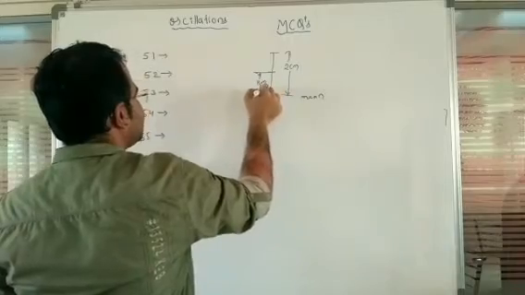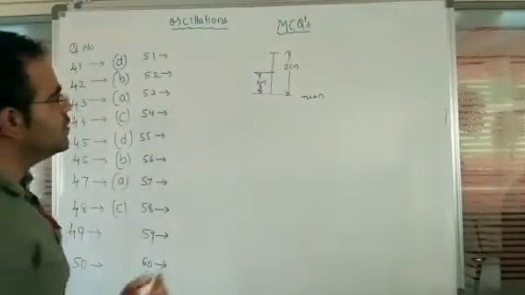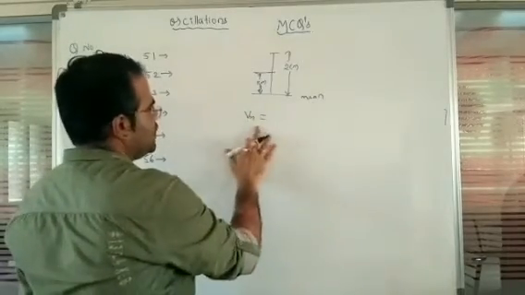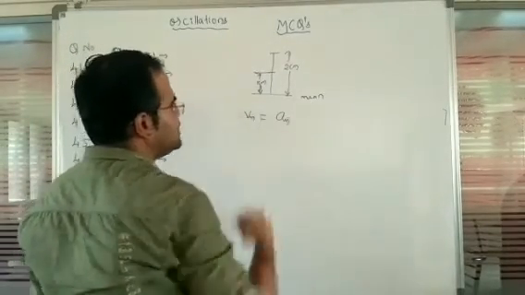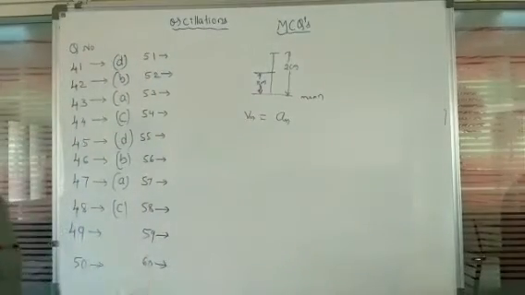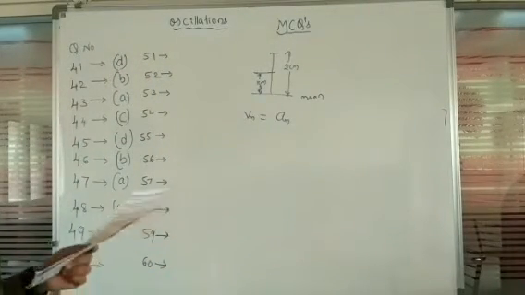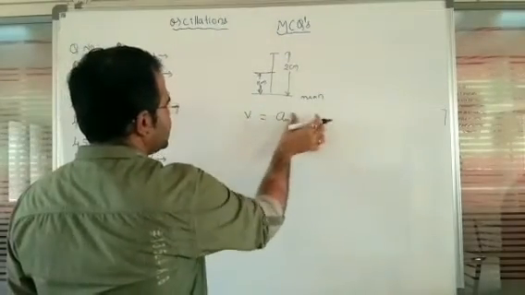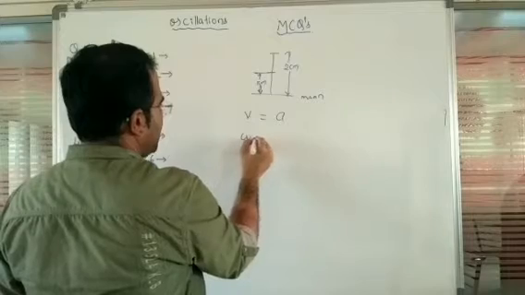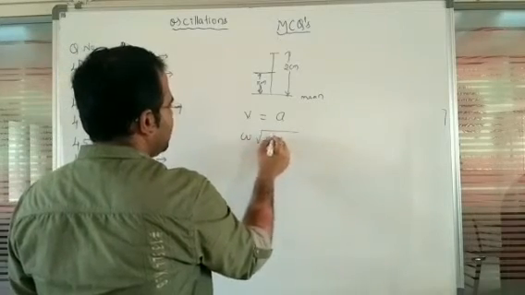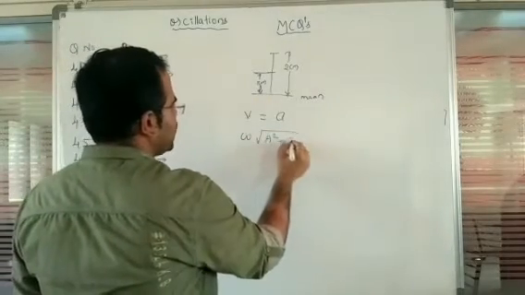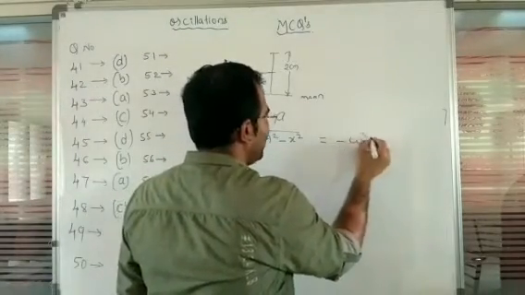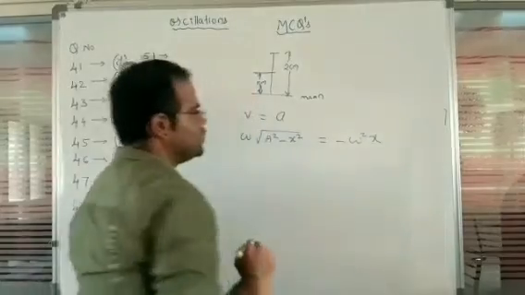When it is exactly at 1 centimeter, what happens? The velocity of a simple harmonic motion is equal to the maximum amount of acceleration. So we can write the equations like this. When we write the equation, we can observe its velocity is equal to acceleration. Now the velocity, omega multiplied by under root of a square minus x square, is equal to minus omega square into x. So this is the value.